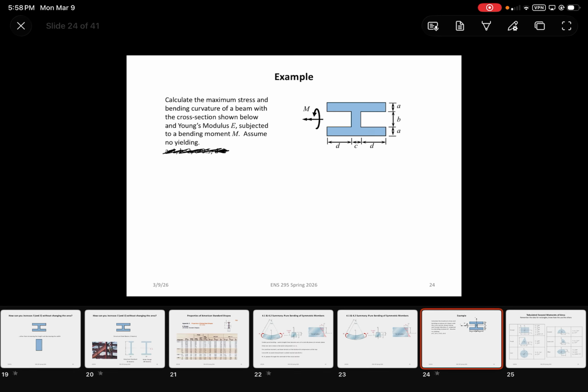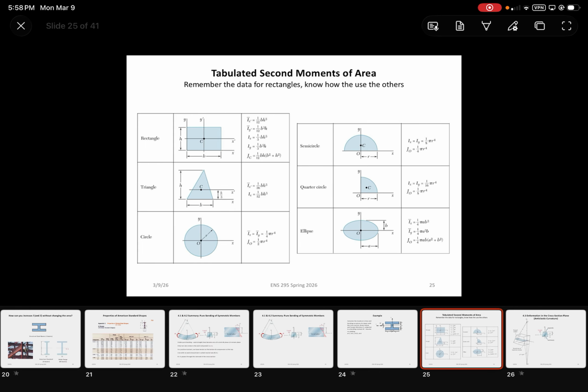All right. You will need this to solve for it. Hopefully it's somewhat visible.